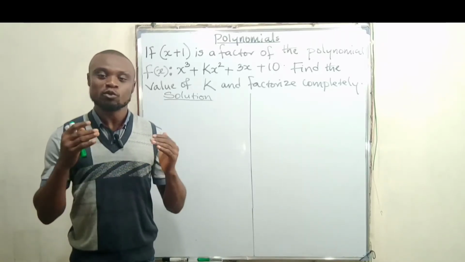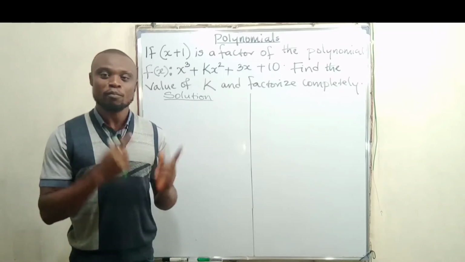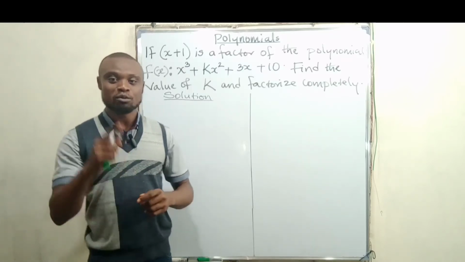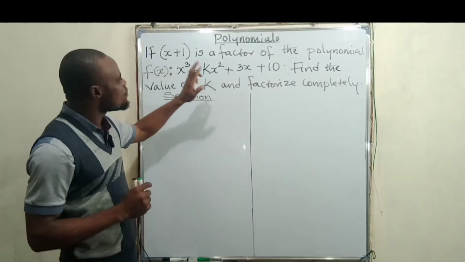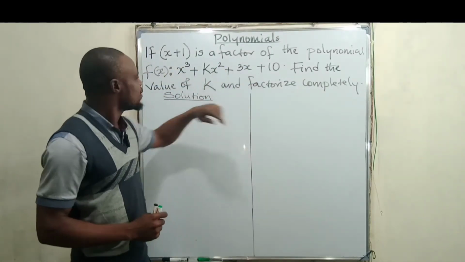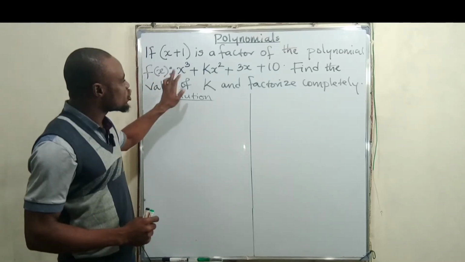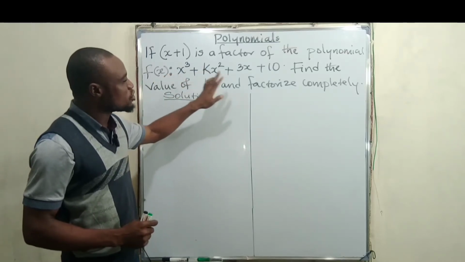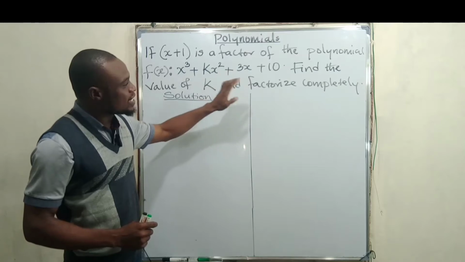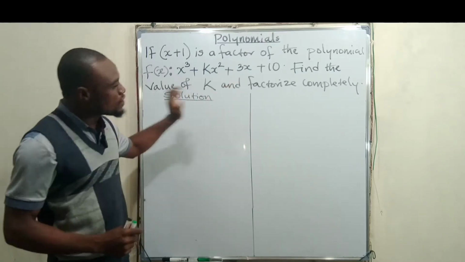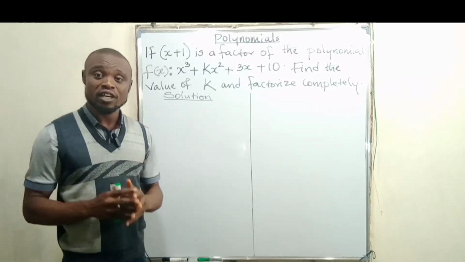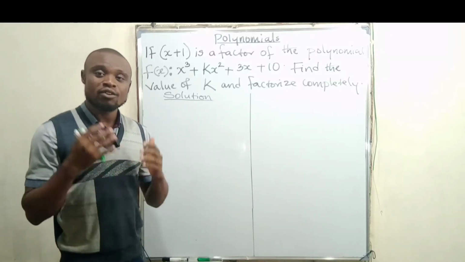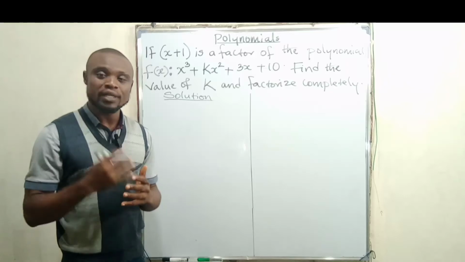So today I'm going to be solving a question from polynomial, particularly on the board, that reads: if x plus 1 in a bracket is a factor of the polynomial, this is the polynomial x cubed plus kx squared plus 3x plus 10. Find the value of k and factorize completely. Find the value of k. We have to find the value of k and we have to factorize completely.